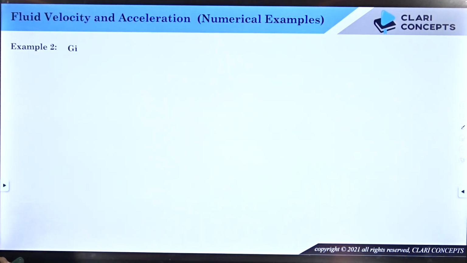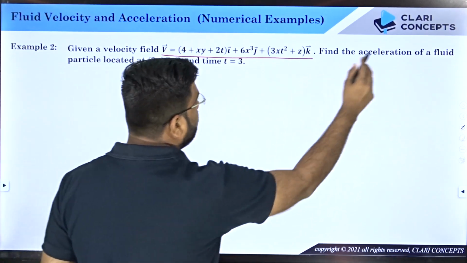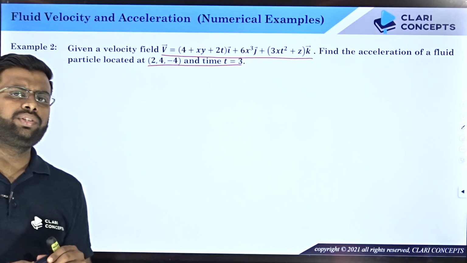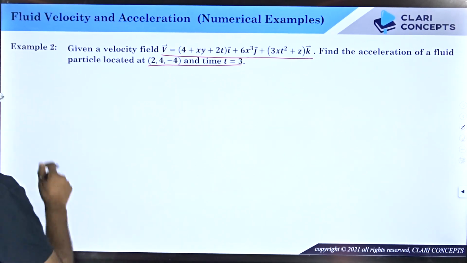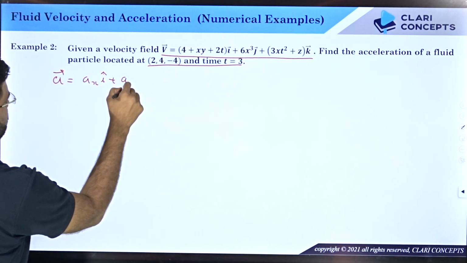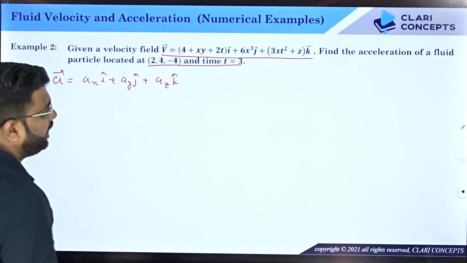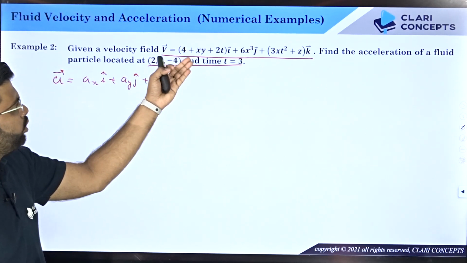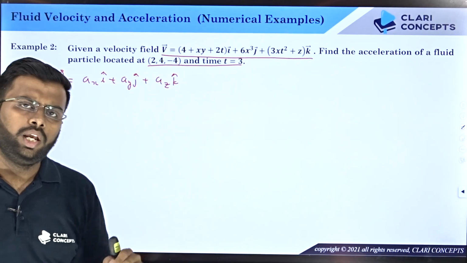Let us take another example for better clarity. You have been given the velocity field. Find the acceleration of the fluid particle located at the same point. So see, this is the same example, but now they are asking us to find the acceleration at the given point and time. For finding the acceleration, first you need to know a = ax i plus ay j plus az k. So you need to know what ax, ay and az are, and once you know them in terms of the space coordinates x, y, z and time t, you can substitute the values of this point and time into them to get the value of acceleration.